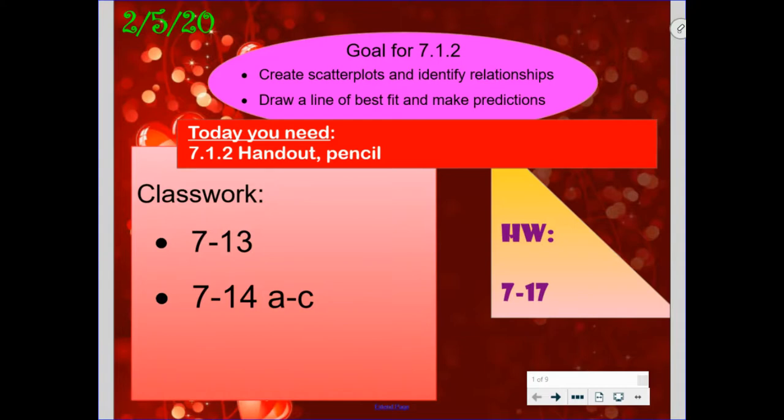It is cold. Let's get started with today's lesson 712.